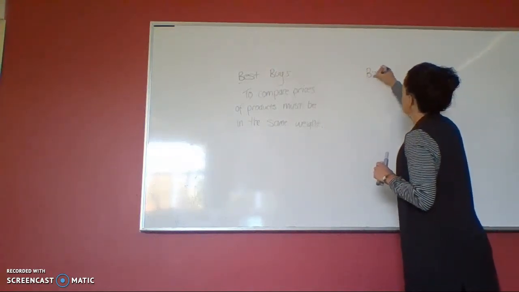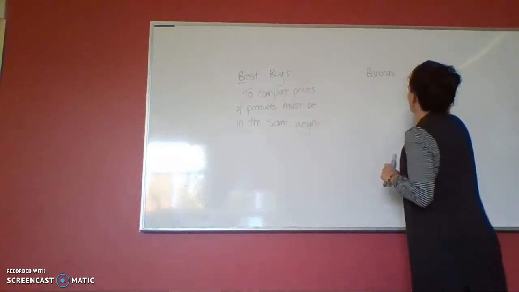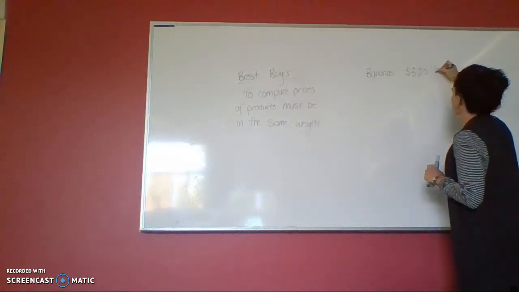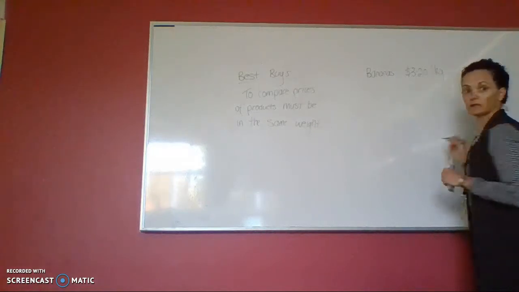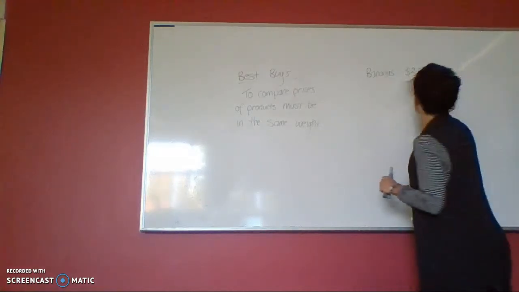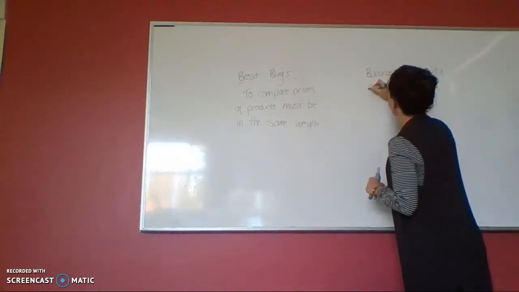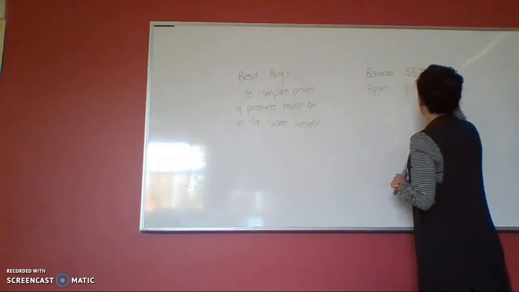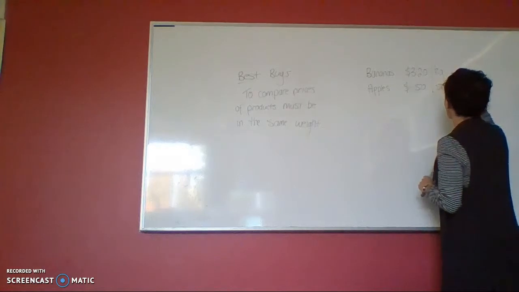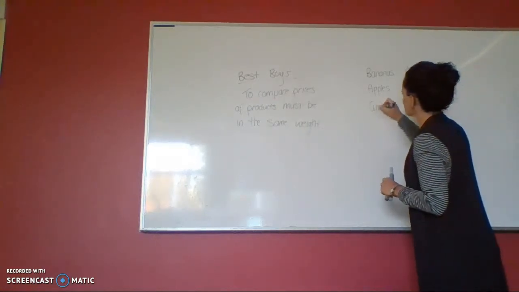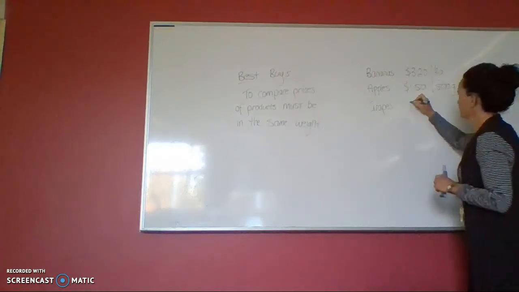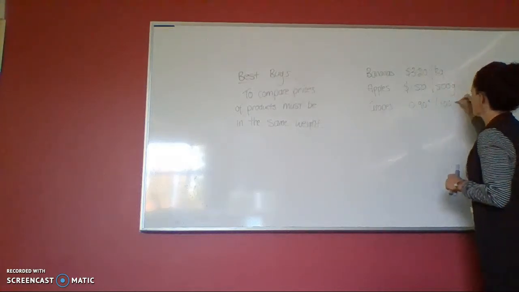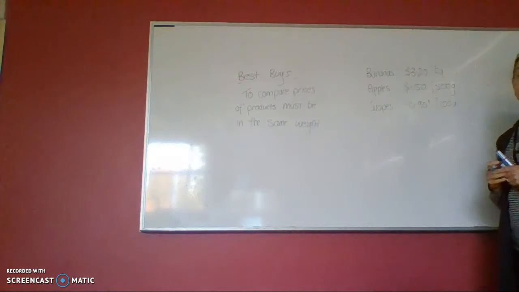Let's say bananas were $3.20 per kilogram. Okay, and apples were $1.50 for 500 grams, and grapes were 90 cents per 100 grams. And let's say the question is, which is the most expensive?